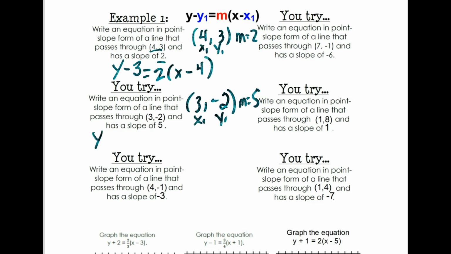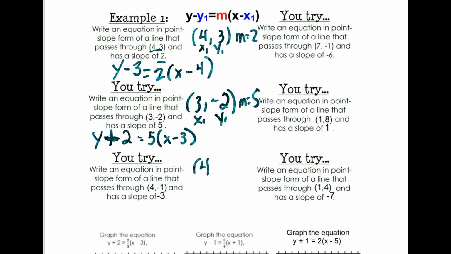So I have y minus my y coordinate of -2, which means I'm going to add these together. All right, I'm back. And so we get y plus 2 is equal to, my slope is 5, times x minus 3. And if I was given this in the beginning, then I know that the y coordinate would be -2, because that's positive. My x coordinate would be a positive 3, and my slope would be 5. All right, and then we'll do the next one.